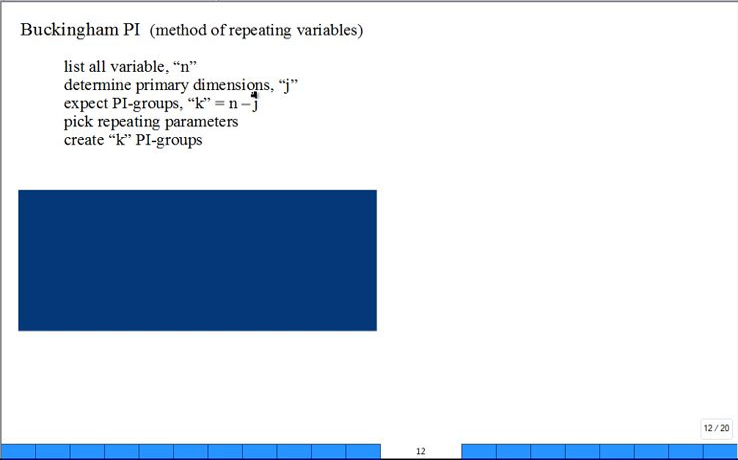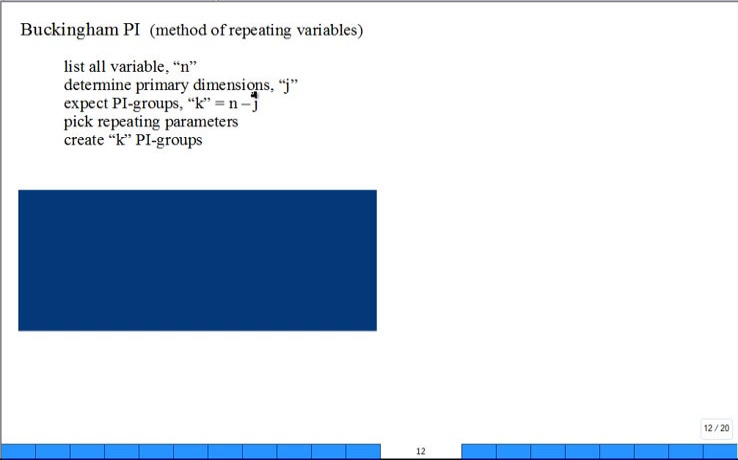Then you determine the primary dimensions of all of those n variables, and you count them up, there's j of them. j is typically 3: mass, length, time. Every now and then you get mass, length, time, temperature. That would be 4. Every now and then you get mass, length, time, temperature, amount. That'd be 5. But for a large number of our problems, it's 3. But you have to count them up.